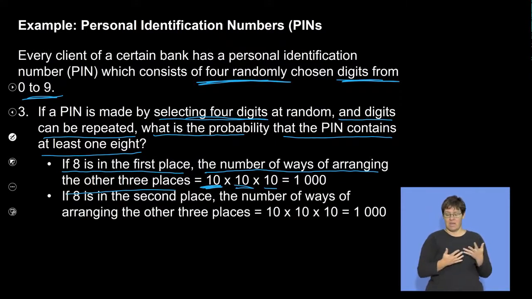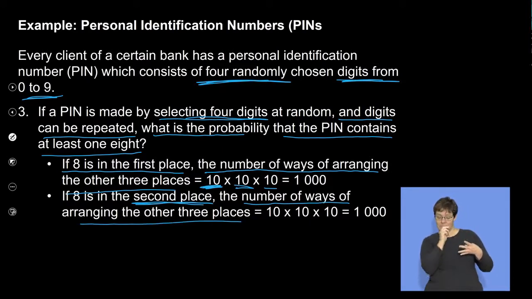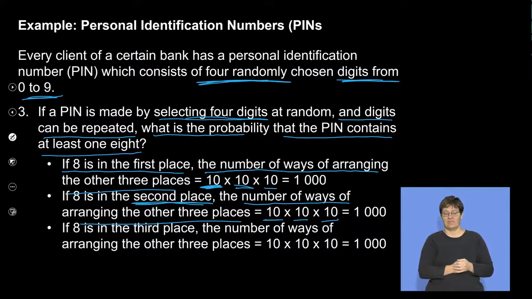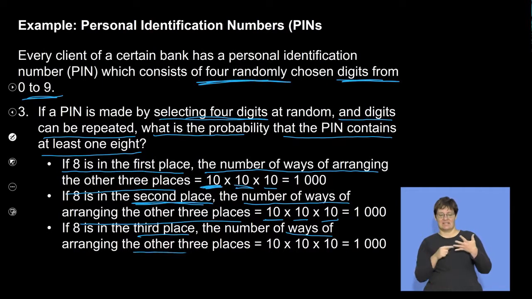Now, what about if 8 is in the second place? If 8 is in the second place, the number of ways of arranging the other three places will be 10 times 10 times 10, which is also 1,000, because repetition is allowed. Then lastly, if 8 is in the third place, the number of ways of arranging the other three places will be 10 times 10 times 10 also, which gives 1,000.